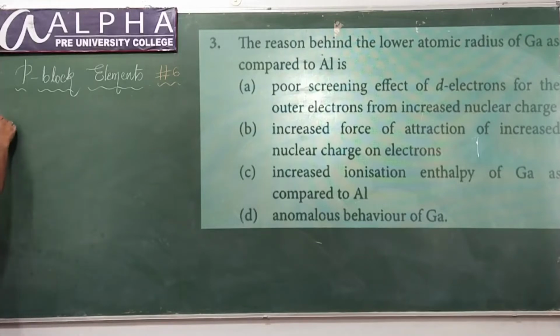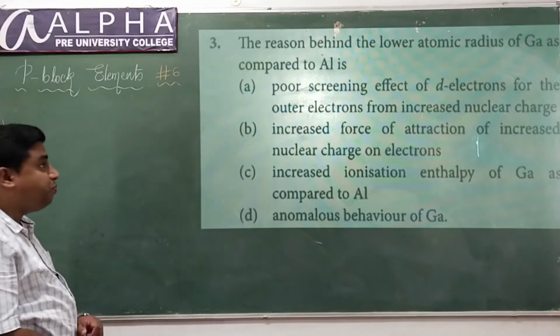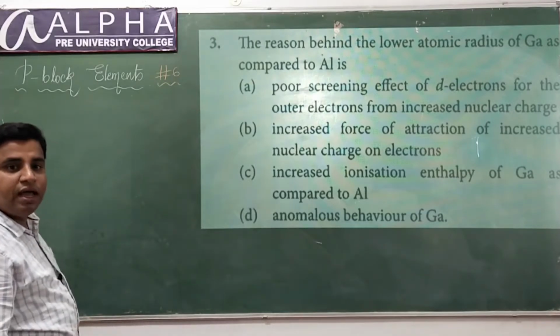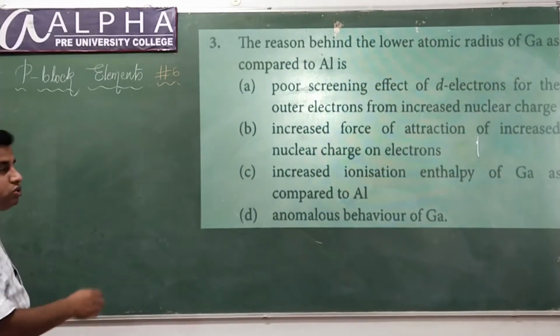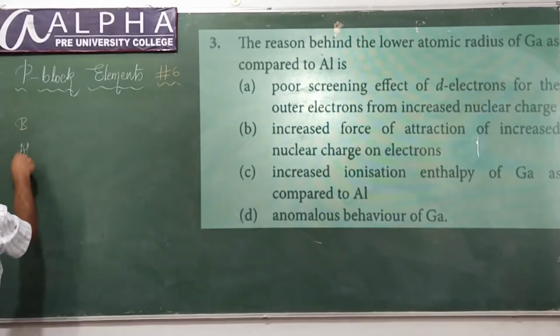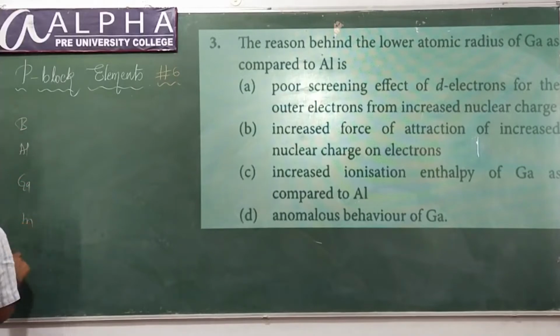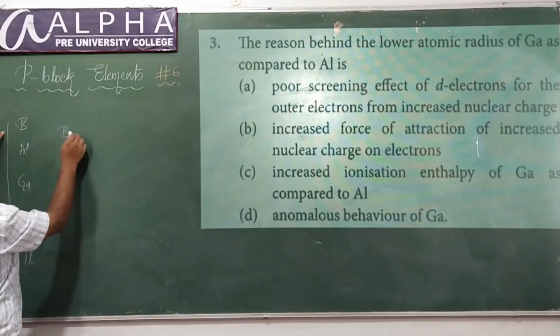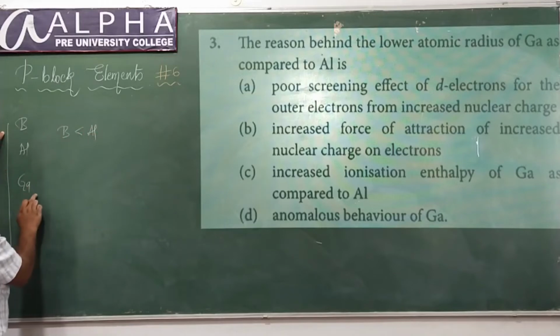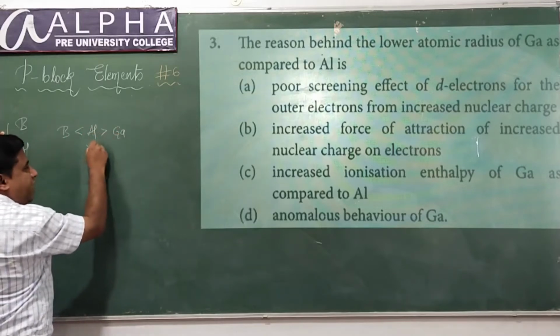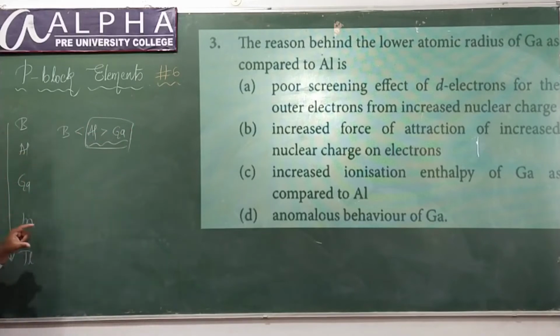So as we go down the group, atomic radius should increase, isn't it? So now we have boron, aluminium, gallium, indium and thallium. As we go down the group, atomic radius should increase. Correct? But we know that atomic radius increases from boron to aluminium, but from aluminium to gallium it decreases. Why does it decrease from aluminium to gallium? Because I have explained.